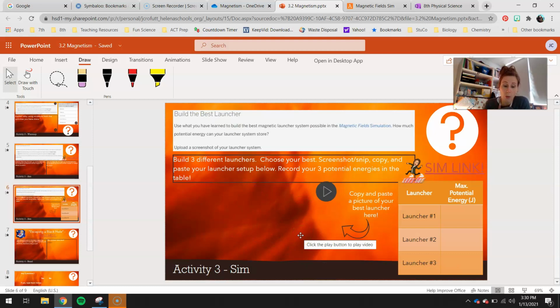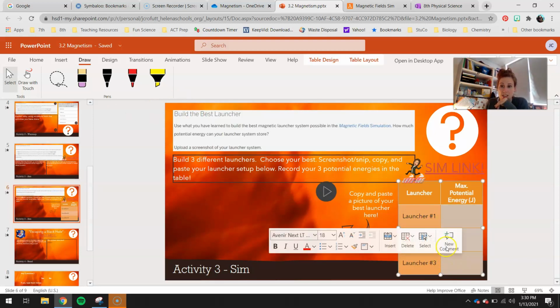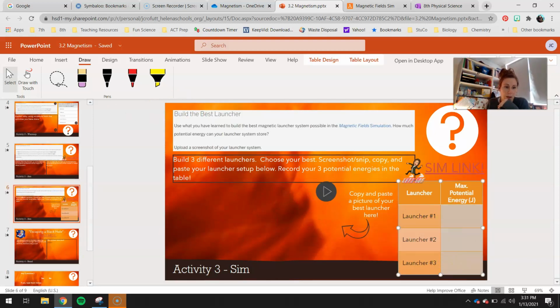Remember, if you're using a Chromebook, above the number 6, you have a little key that has a square on it and 2 vertical lines to the right. If you hold Control and Shift and then push that key, it'll allow you to take an easy snip where you can resize what you choose so you don't have to take the whole screenshot. So screenshot your picture there and then fill out this table with your 3 best potential energies. Obviously, you're screenshotting the best one right there.